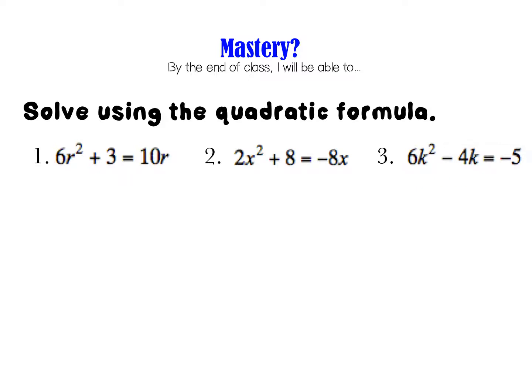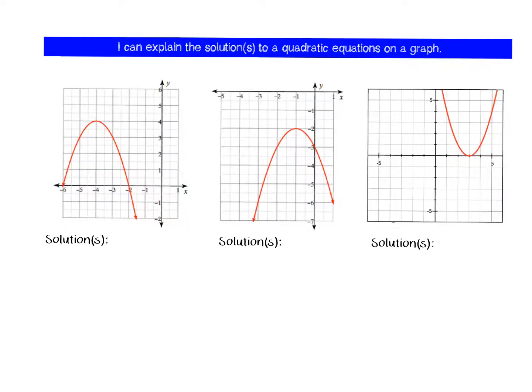Alright, so I just want you to take a minute and look at these three graphs. I have graph A, graph B, and graph C, and I want you to talk to me about how many solutions do you think each of those will have, and what are the solutions?